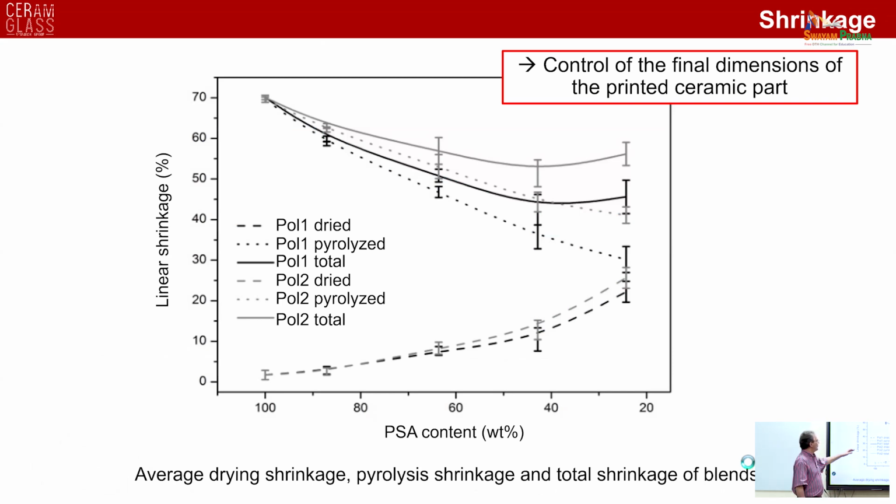So you can see here the amount of photocurable material inside your feedstock versus the linear shrinkage during pyrolysis, and these are different materials. The shrinkage was measured after drying and after pyrolysis, and that's the total shrinkage. But the main point is that, again, if you use only a polymer that has a limited ceramic yield, you obtain a very high shrinkage. If you use a lot of preceramic polymer and a limited amount of polysiloxane acrylate, you have a lower shrinkage.